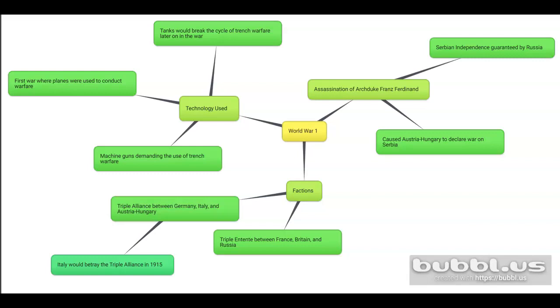Then we're going to be going to the technology that was used. First off, machine guns. That was a massive development. It meant that line warfare was pretty much useless, because before machine guns, line warfare was a thing: people walking in row upon row and shooting at each other with muskets. But then machine guns showed up, and you can't just have people standing row on row because bodies are not good armor.